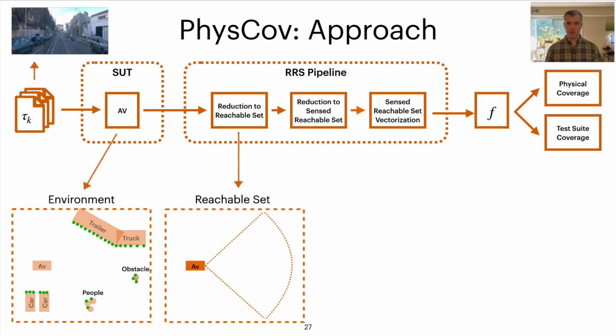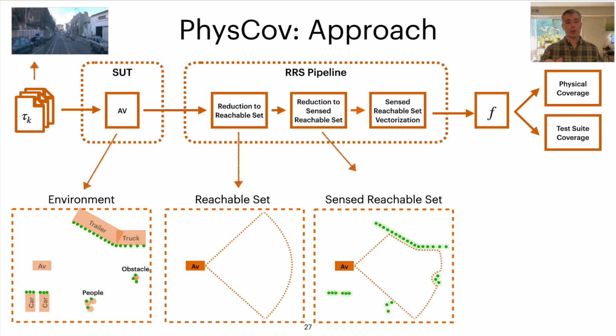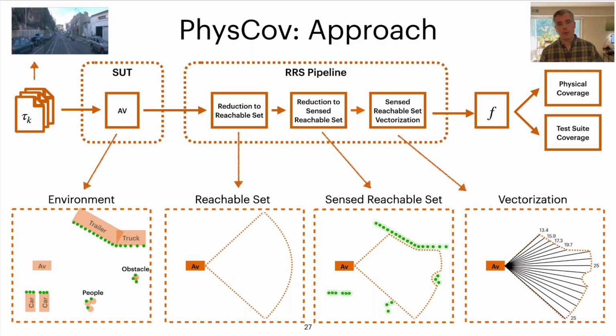Next, we compute the reachable set. That is, given the current state and the kinematic model of the robot or autonomous vehicle, what is the area or volume that the vehicle can reach in a given time frame? Then we compute the intersection of these two, which we call the sensed reachable set. Finally, we vectorize this using the centroid to boundary method, which states you take a point and you measure the distance between that point and the boundary of a shape at set intervals. And if we know the magnitudes of each of these measurements, we then have a vector, which we call an RS vector, which represents the sensed reachable set.